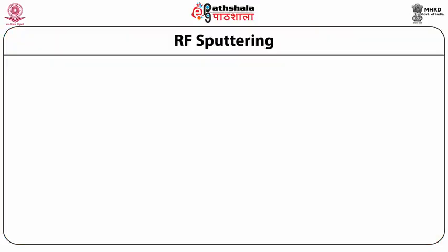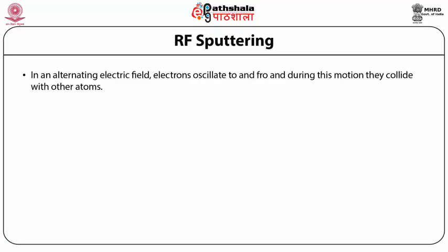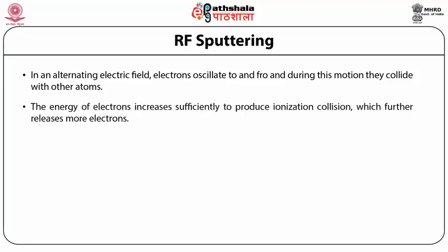Let us now discuss RF sputtering. In an alternating electric field, electrons oscillate to and fro, and during this motion they collide with other atoms. So the ordered motion changes to random motion due to the collisions. The energy of electrons increases sufficiently to produce ionization collisions, which further release more electrons, as shown in this figure.